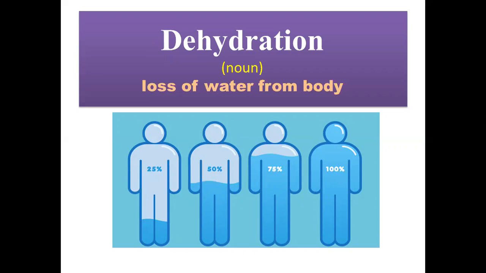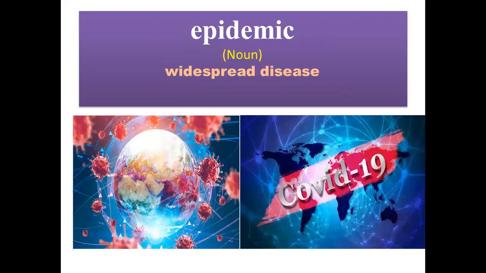And it's a noun. Please remember, anything that ends with -shun, I-O-N, T-I-O-N, S-I-O-N is always a noun. Now here we have epidemic. Epidemic is a noun and it's a widespread disease. Just like corona we have currently.